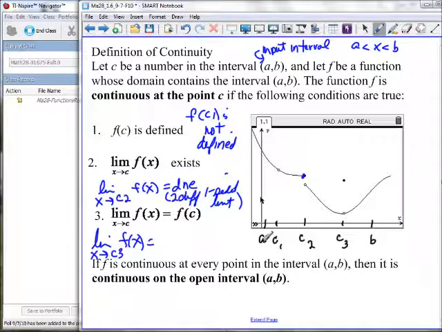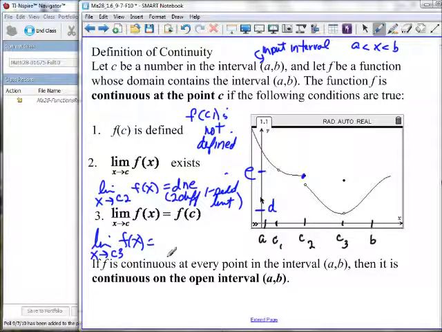Now we have to make something up, don't we? Oh, let's make it up. Let's call it, what should we call that? D. And we'll call this up here, let's call that E.